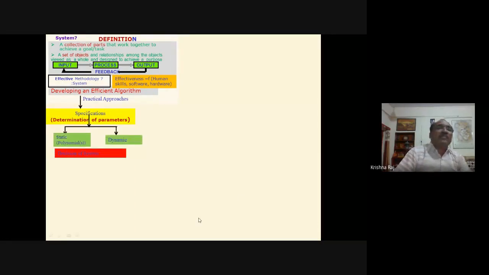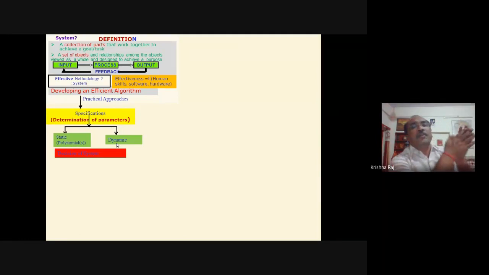Now, if we have decided on a system, then we have to decide which type of system, static or dynamic. When we say static system, it means that it is a memory-less system. It has no memory. And what is the memory?